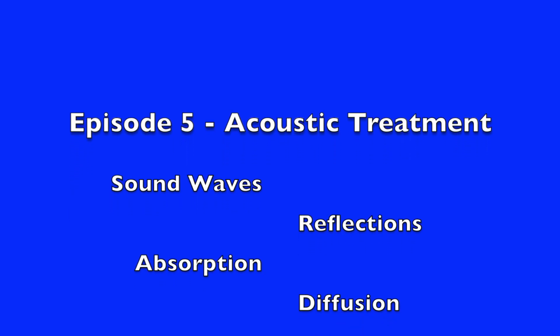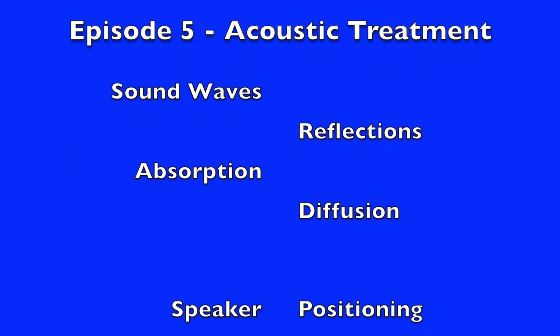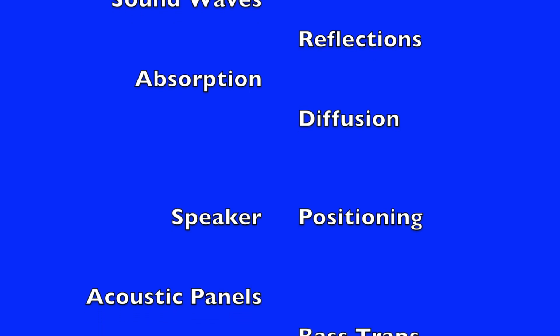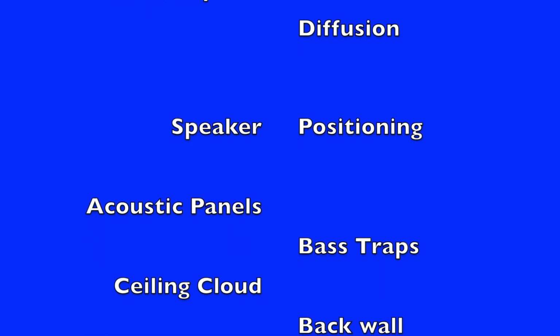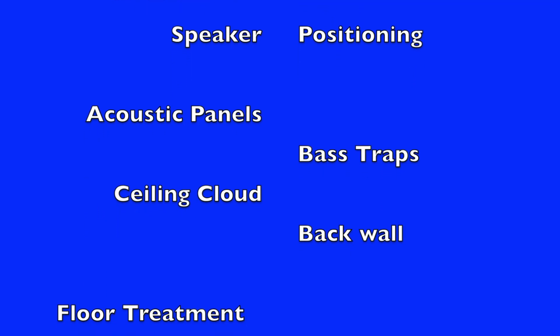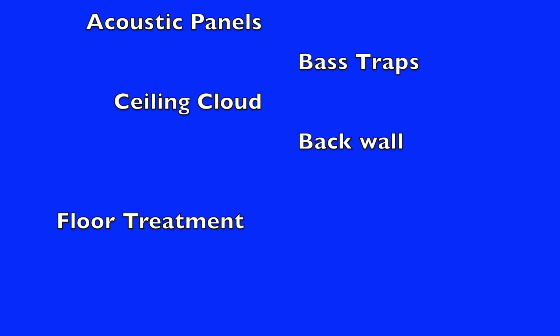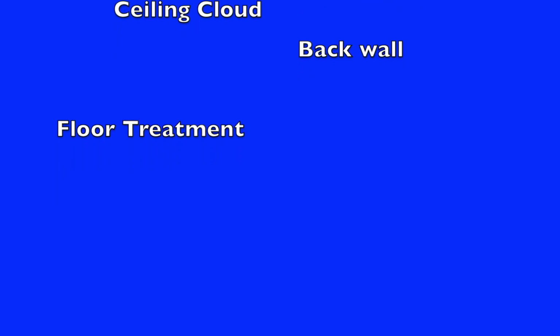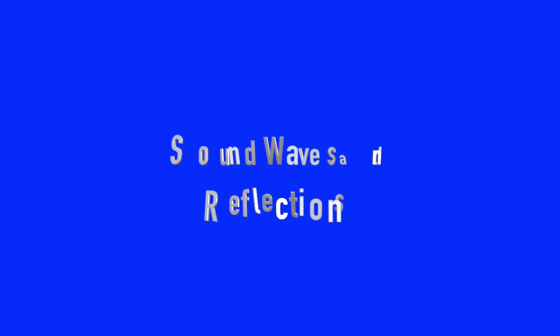In this episode, I'll start with a quick recap on sound waves, reflections, absorption and diffusion, and speaker positioning as well. Next, I'll show you how I designed the acoustic panels, bass traps, and ceiling cloud, and how I employed diffusion on the back wall. Finally, I'll have a couple of things to say about the floor treatment.